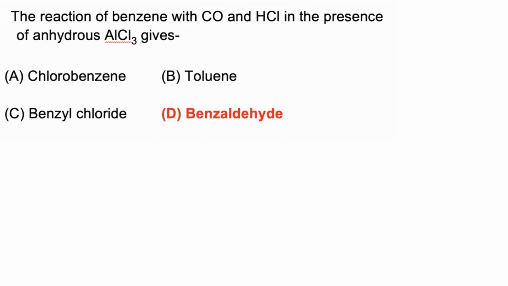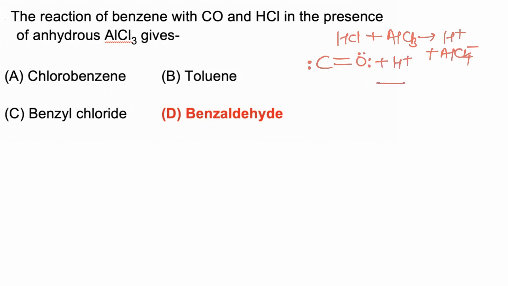In this question, we have to find the final product of the reaction. Now carbon monoxide is reacting with HCl in presence of AlCl3. HCl reacts with AlCl3 to produce H positive, plus AlCl4 negative is formed. Now this carbon monoxide will combine with H positive to form the formyl carbocation.